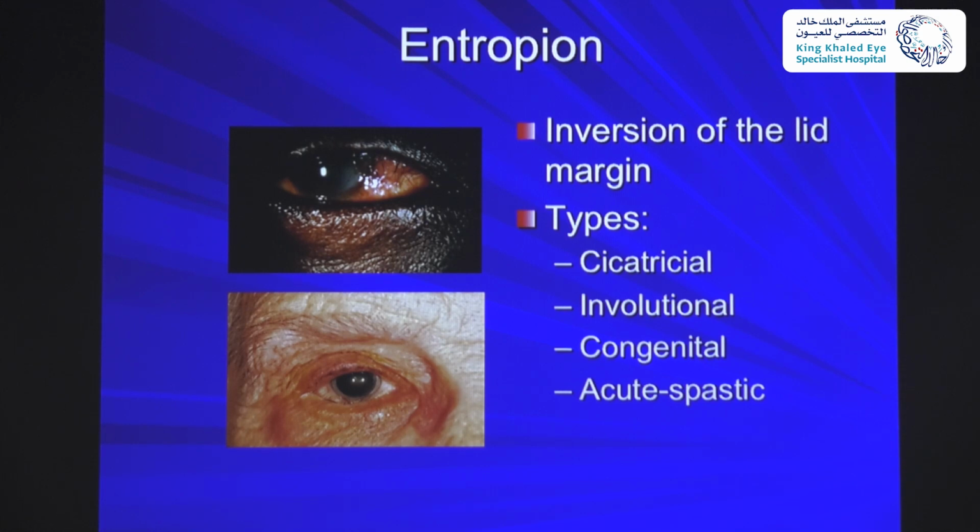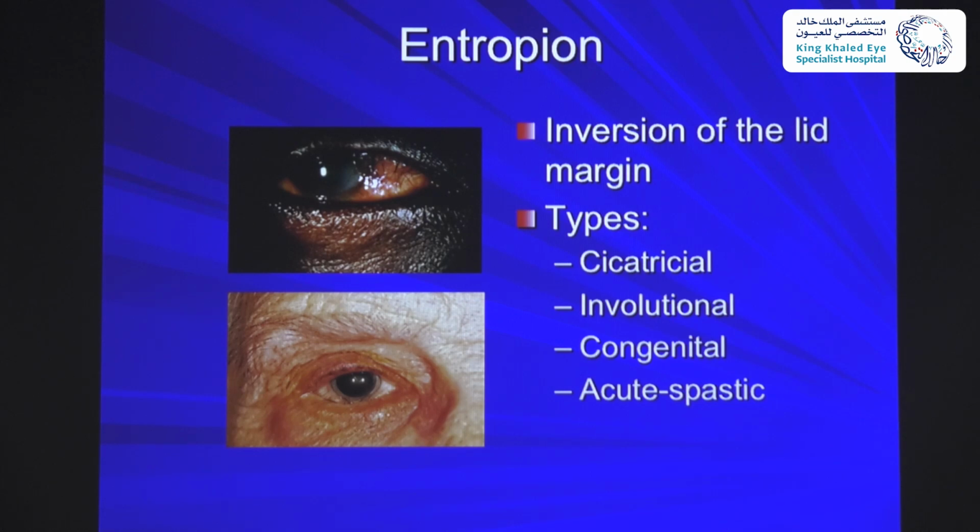The involutional type is another common type of entropion, and this is almost always in the lower lid. It doesn't make sense to say involutional entropion in the upper lid. What involutional changes will you see in the upper eyelid? Ptosis, dermatochalasis, but we don't see entropion as an involutional change in the upper lid.